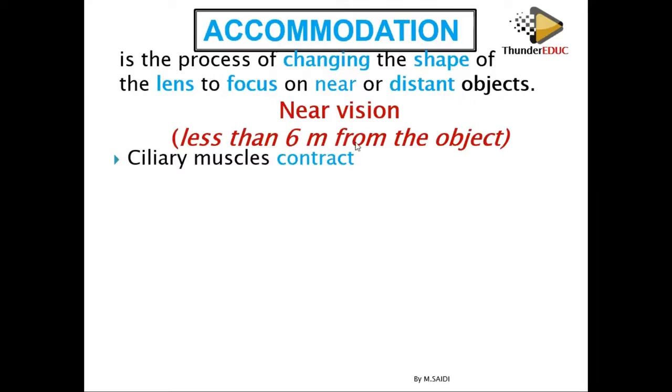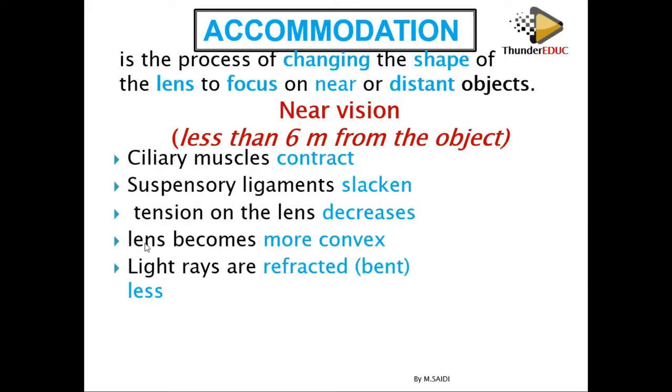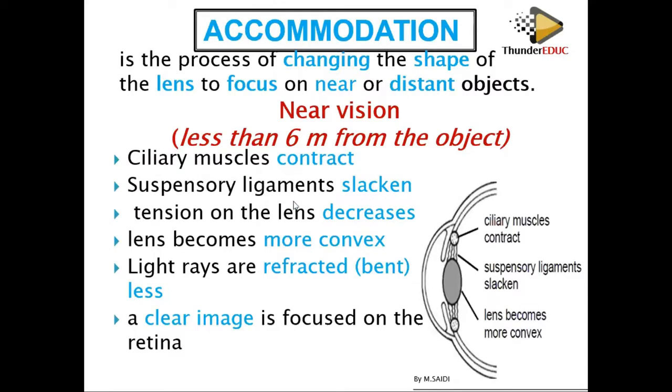So what happens during near vision? One, there are some muscles which you need to understand so that you can understand how it operates. Two, when you understand near vision, far vision will be just the opposite of near vision. There are muscles called the ciliary muscles, and other structures called the suspensory ligaments. Then you have the lens, and then you can talk about the light. So let's try to describe this.